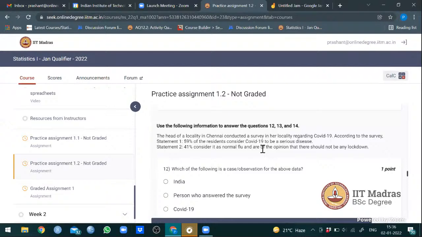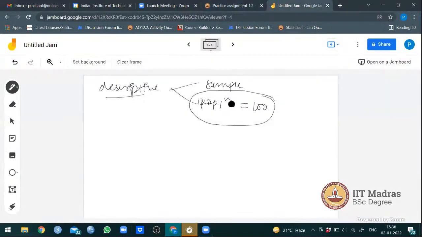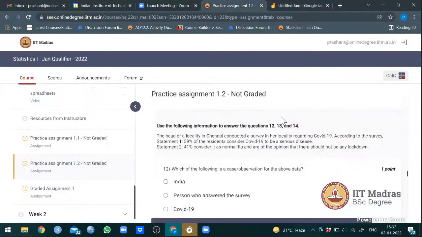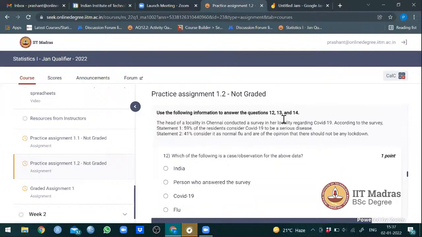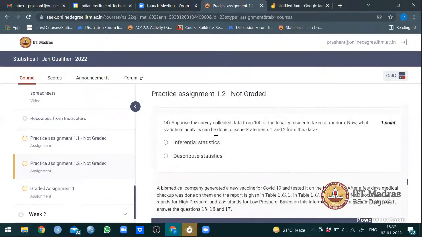And 41 consider it as normal flu. So if you are considering the whole population and summarizing about the population, that means 59 consider it serious and 41 consider it normal flu. That's why it's descriptive statistics. Next one is inferential. Suppose the survey collected data from the locality, and he selected only 100 as a random sample. Now what statistical analysis can be done?